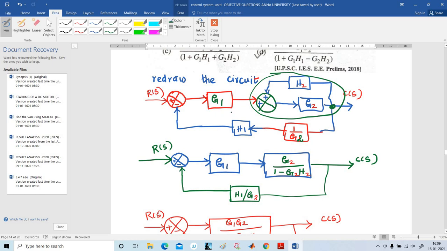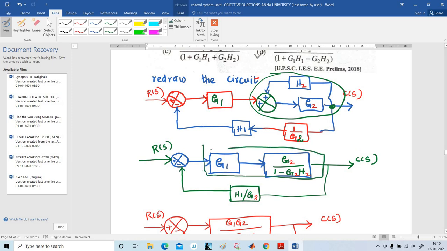It is connected in series with G1, and H1 and G1 by G2 are connected in series. Both are multiplied together. Now what I have to do, I am going to reduce first these two blocks. Both are connected in series now. So I am going to reduce these two blocks.